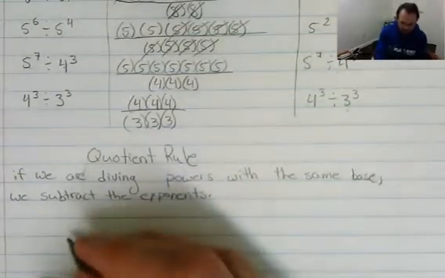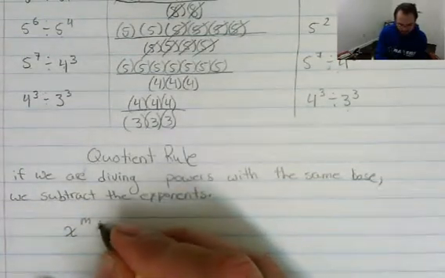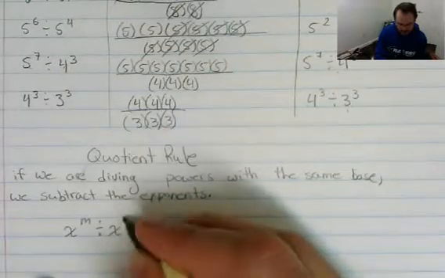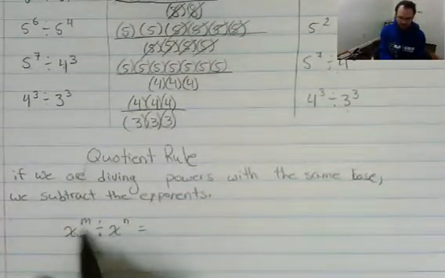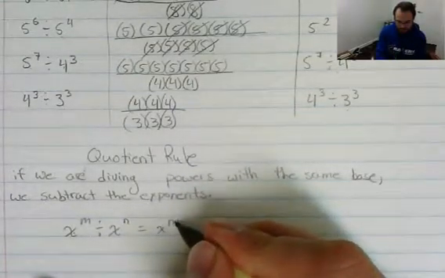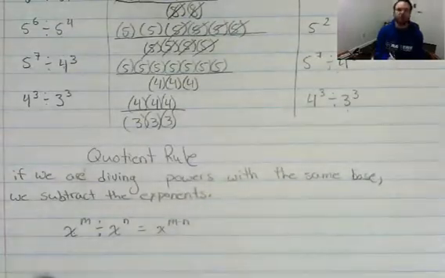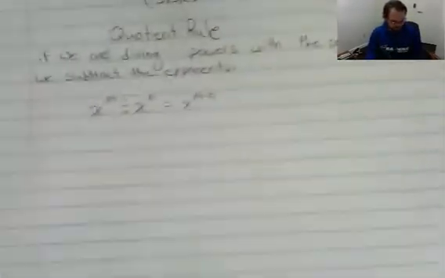So in other words, we have a base x to the power of m, and we're going to divide that by x to the power of n. We have the same base. We are just going to subtract the exponents. That's the same as x to the m minus n, and we do nothing to our base. So let's look at a few examples.